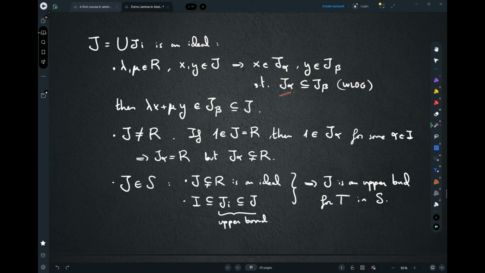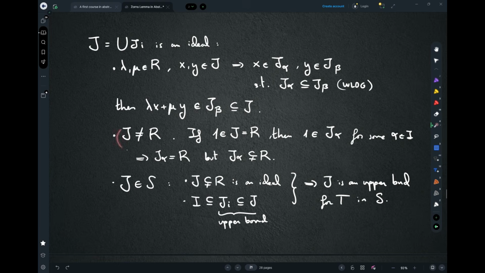But because those ideals are totally ordered, there has to be one of the containments. So let's assume that J alpha is contained in J beta. That means that both x and y are in J beta, but J beta is an ideal. So lambda x plus mu y will also be in J beta, and therefore this linear combination is also in J. And therefore J itself is an ideal.